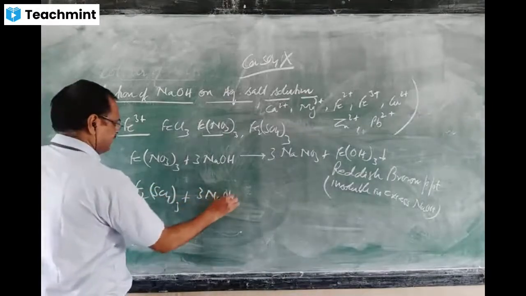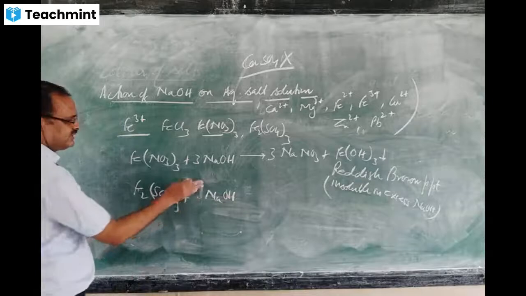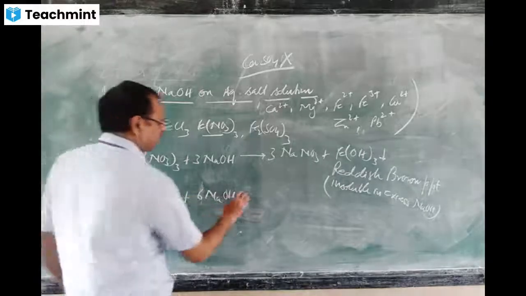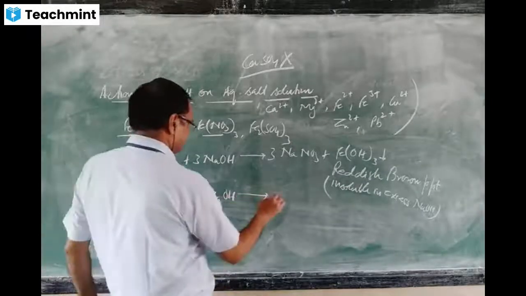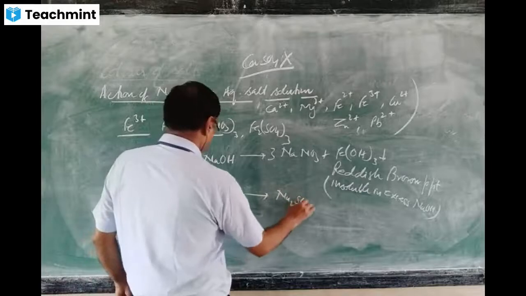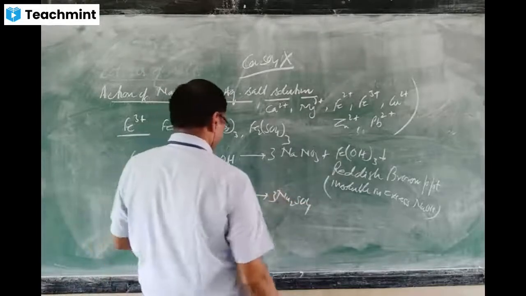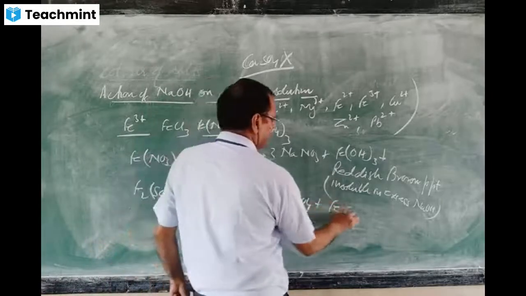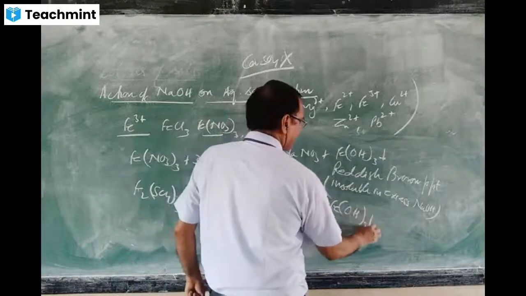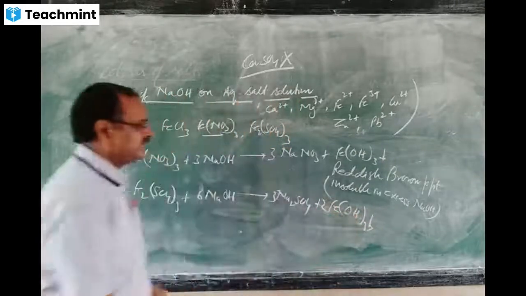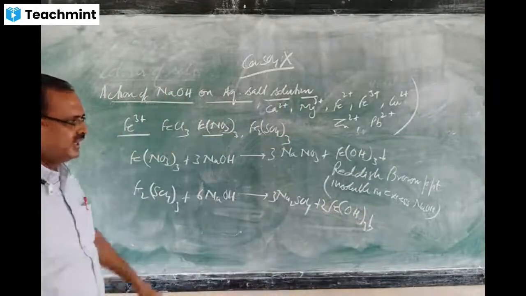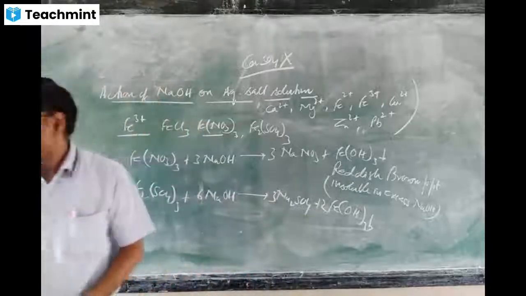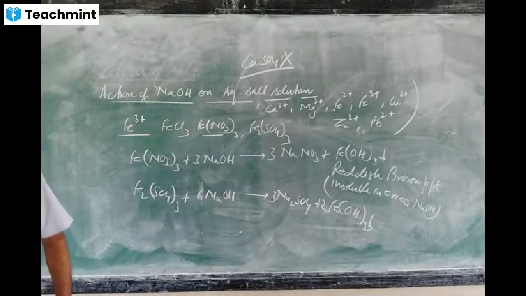In this sodium hydroxide reaction, there are 2 irons, so you can take 6 molecules. This will form Na2SO4, 3 times 2 is 6, and ferric hydroxide. So here also you will get reddish brown precipitate, insoluble in excess. So now this ferric ion is over.